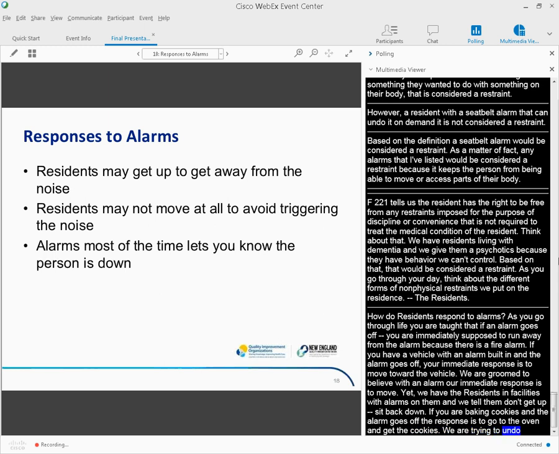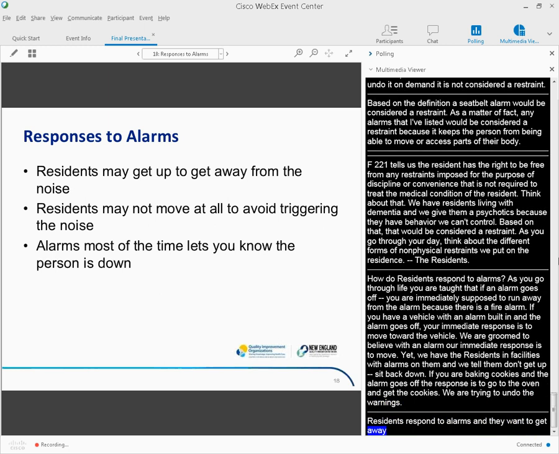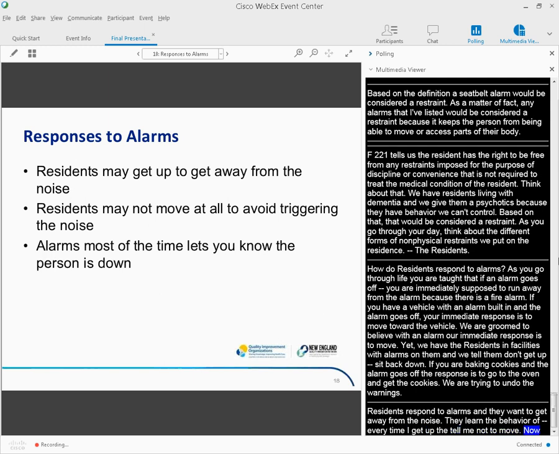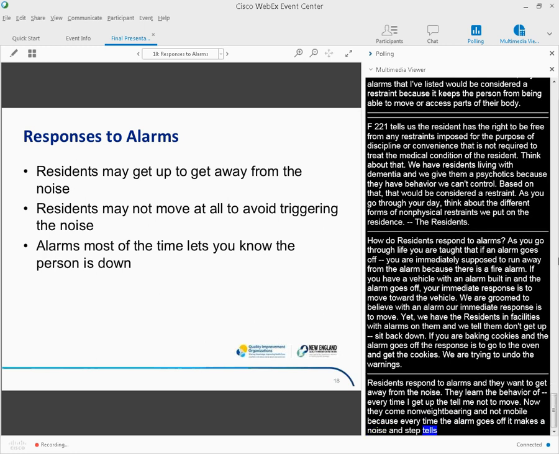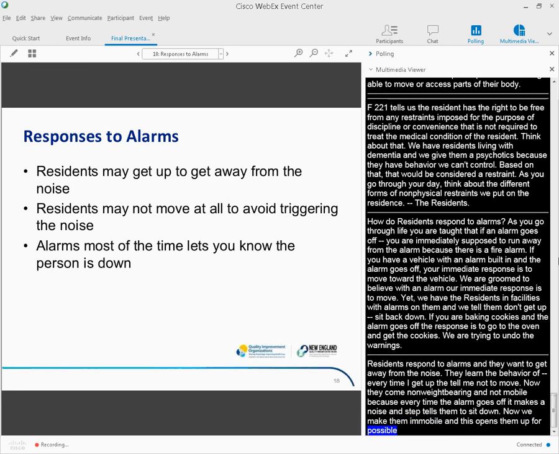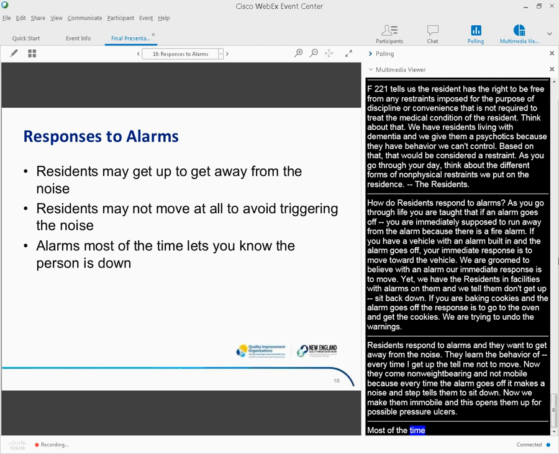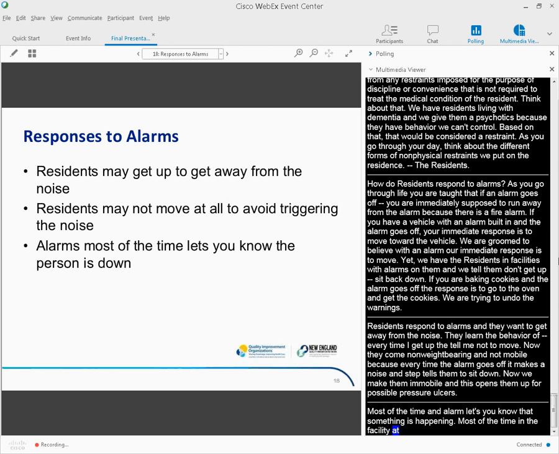So, residents will respond to alarms and want to get up and get away from the noise. And then they learn the behavior of, every time I get up, they're telling me not to move. So now they become non-weight-bearing, not mobile, because every time the alarm goes off, it makes a noise and staff tells them to sit down. So now we make them immobile and we open them up for possible pressure ulcers. Alarms, most of the time, like I said, let you know that something's happening. So most of the time in our facilities, by the time we hear the alarm, our resident is already going down or has been down.